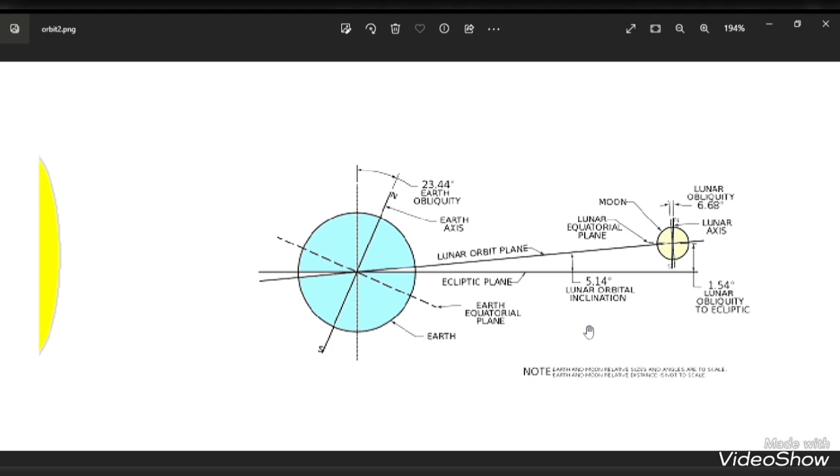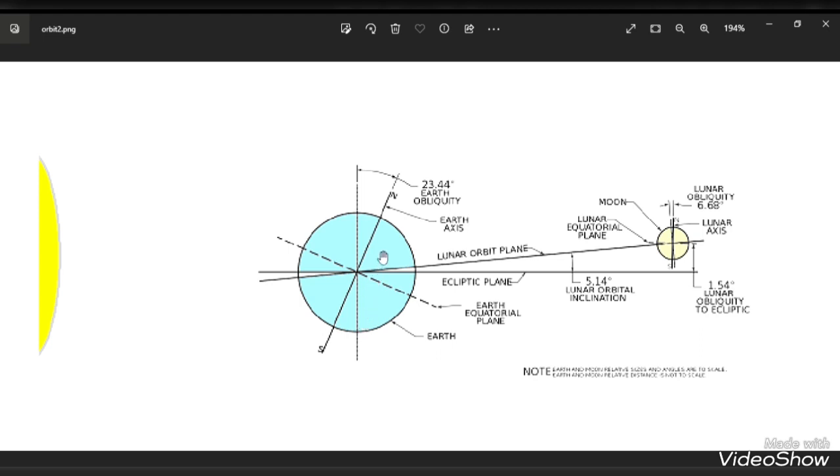And this is one of the main reasons that we have eclipse of the moon and eclipse of the sun, as I explain in next figures.